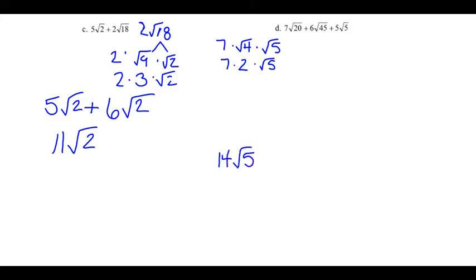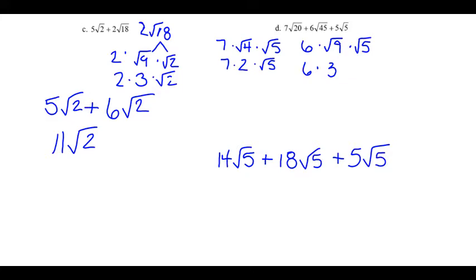The square root of 45, I'll do 6 times the square root of 9 times the square root of 5. And the square root of 9 is 3. So 6 times 3 will give me 18 square root 5. And then 5 square root 5, it is in simplest form. I can't do anything with it. And the nice thing is now they've all simplified to the square root of 5. So I will add them together. 14 plus 18 plus 5 will give me 37. And we'll just keep our square root 5.